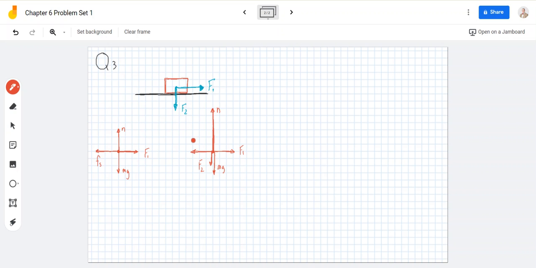All right, so what are the quantities that they are interested in? Okay. So it wants to know what happens to the static frictional force. It wants to know what happens to the normal force. It wants to know what happens to the Fs maximum. And it says, does the box eventually slide? Okay, let's answer these first. So what happens to static friction? It stays the same.